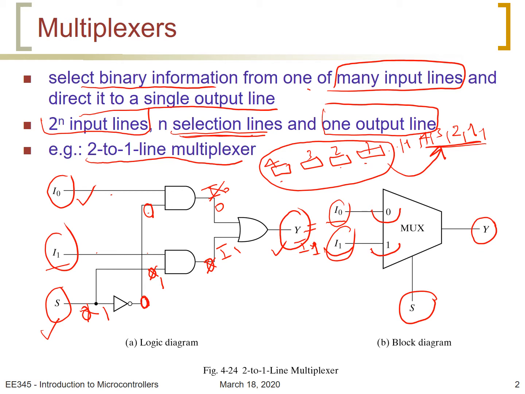Why did we write this down? To indicate that if S is 0, this will be passed to the output, and if S is 1, this will be passed to the output. So this is simply the block diagram of the multiplexer. Usually we draw this as a larger line compared to this one, to indicate there are many inputs here and 1 output here. That's one way to write down the multiplexer.